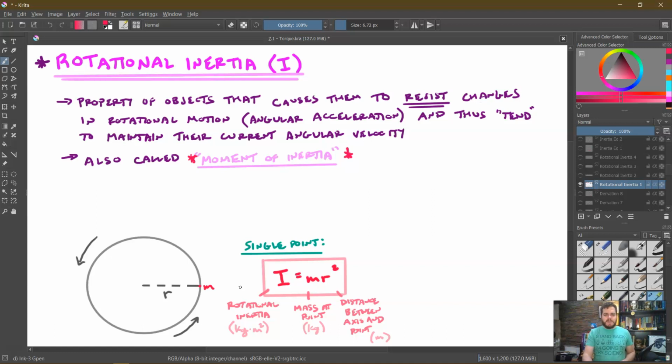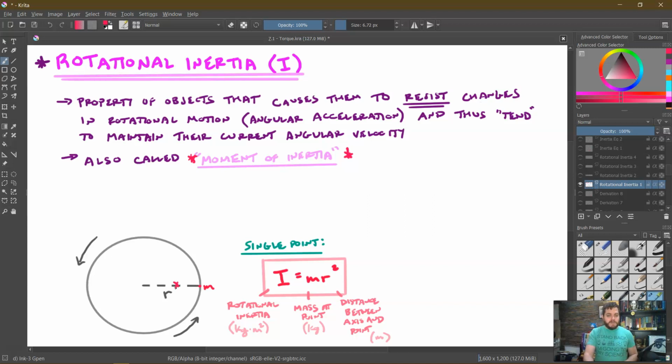And if I have a single point here on this disk, the rotational inertia of that point as it moves around is I equals m r squared, where I is the rotational inertia, m is the mass at that point in kilograms, and r is the distance between the axis of rotation and that point in meters. Now note, that's not the radius of the entire disk.